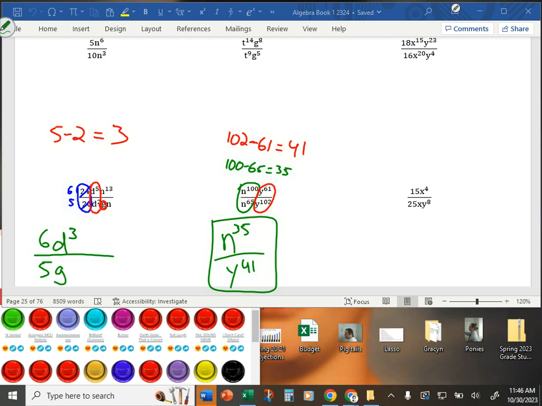And then finally, we look at our n's. N to the 13th over n. How many n's will we have left, and where will they be? 12. 12 of them, right? Don't forget, this n is a power of 1. It's not written, but it's there. So the rule states we're going to subtract 13 and 1 to get 12. And where will those 12 n's be? Numerator or denominator? Numerator. Because we have more there to start with. So final answer, 6d cubed n to the 12th over 5g.